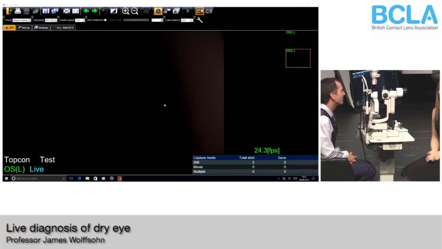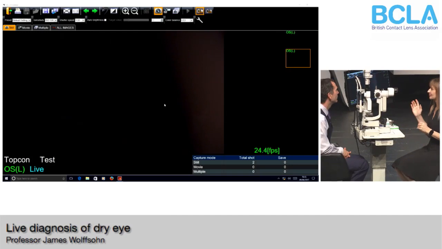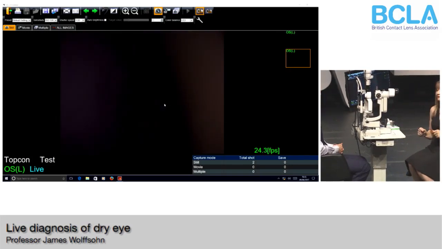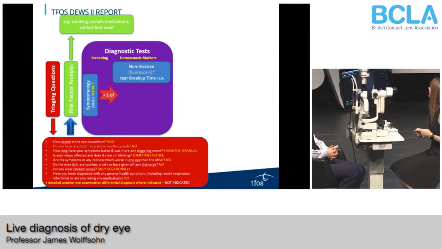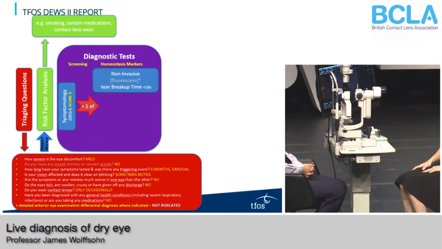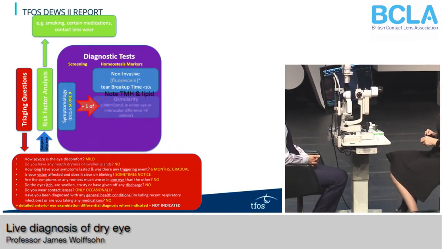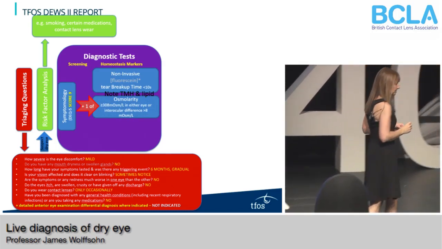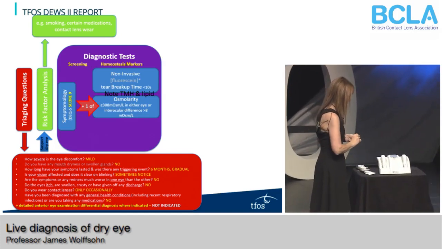Okay, so from here, we're now going to start to look at the tear film osmolarity. If we can go back to the slides, please. After you've had a look at the non-invasive tear film stability, the next one is going to be the osmolarity. So for that, we're going to use the TearLab, which is a clinical instrument which allows us to measure tear film osmolarity.